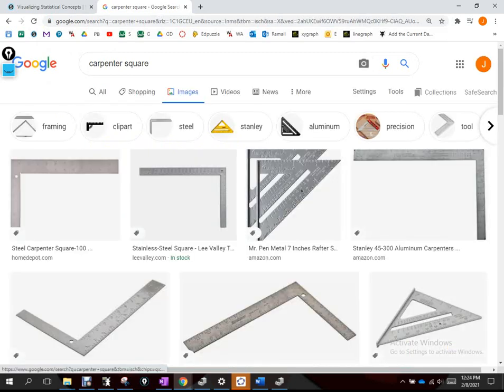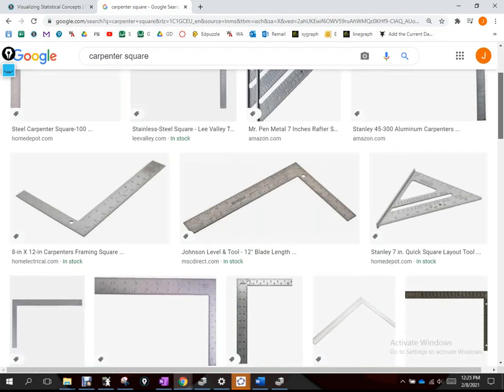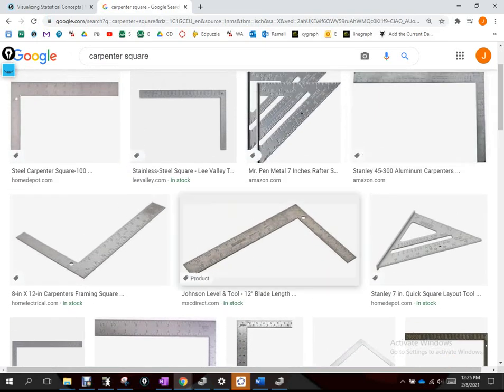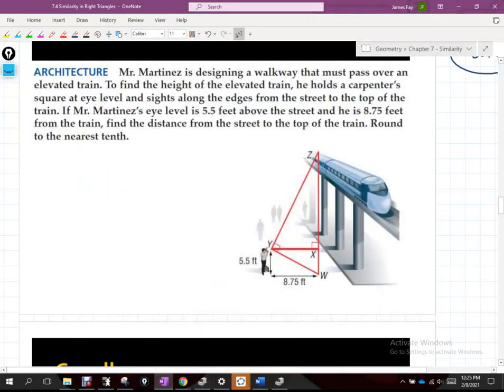You've seen these before, yes? Okay, manufactured right angles, usually in a certain ratio of this length to that length, probably in a 3 to 4 ratio, so that the hypotenuse is 5. But it's a manufactured right angle. We know it to be a right angle.